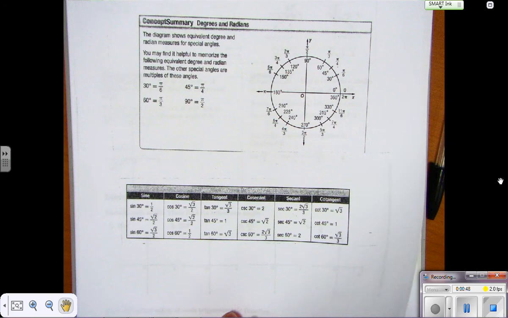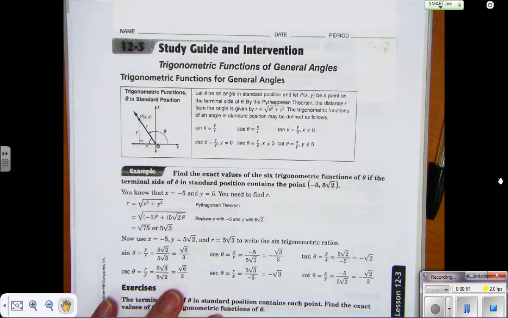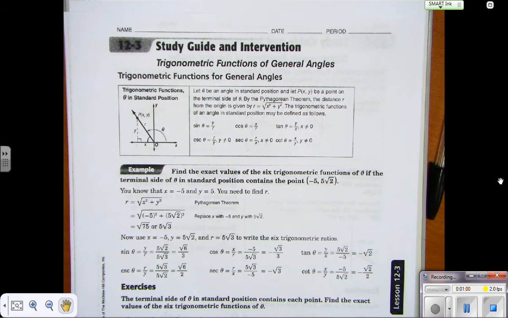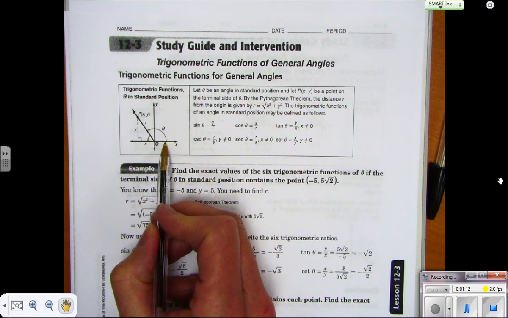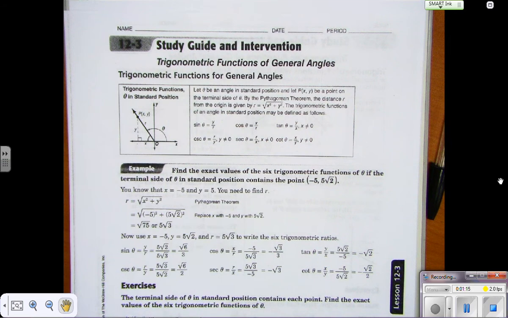Okay, so let's look on your study guide, page 17. Make sure you're on the right page. Page 17, yep. Trig functions of general angles. Let's just read through the notes and then we'll do a couple of examples. Let theta be an angle in standard position. Standard position is when you start the angle from the positive x-axis and the vertex is at the origin. Let P of x, y be a point on the terminal side of the angle. By the Pythagorean theorem, the distance r from the origin is given by r equals the square root of x squared plus y squared. The trig functions of an angle in standard position may be defined as follows.